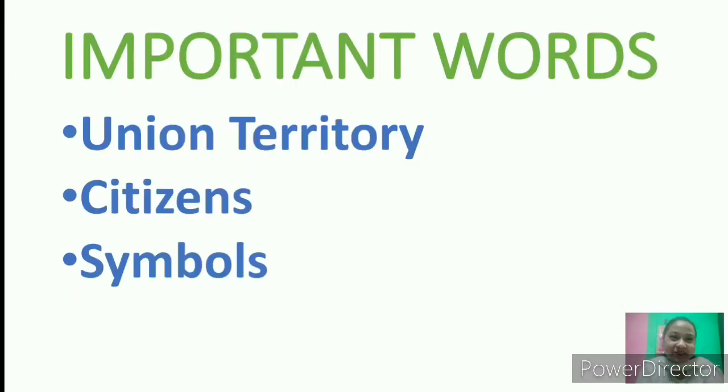So now, my dear children, these are today's important words. Union territory. A union territory is a small administrative unit that is ruled by the union. Union means the center. Citizens. Citizen means the inhabitants of a particular country, the people living within a particular country. Symbols. Symbols are the signs or a mark or a word that is used to represent something.